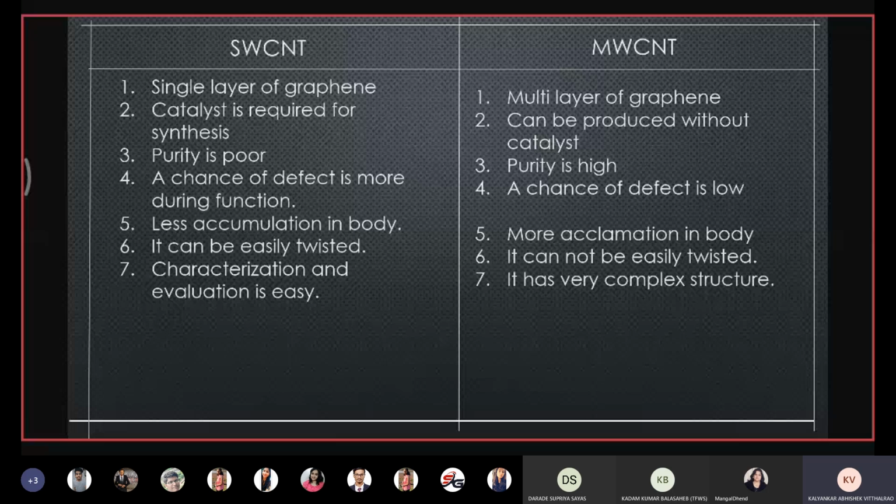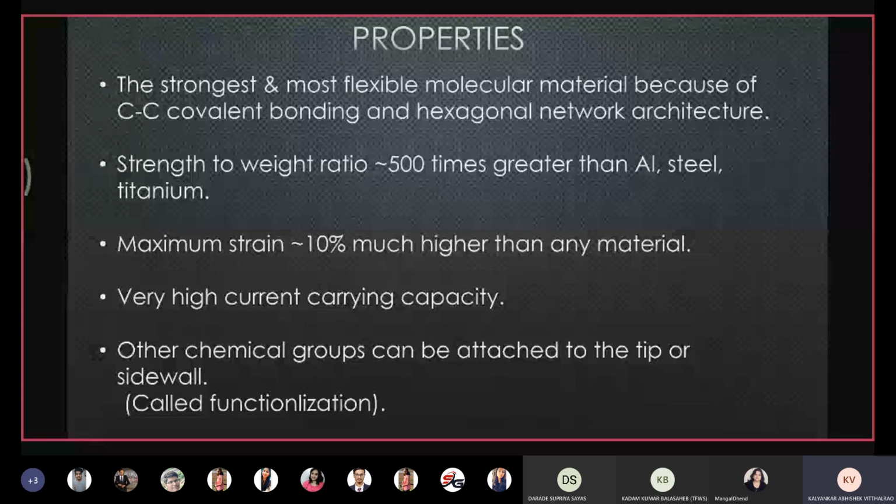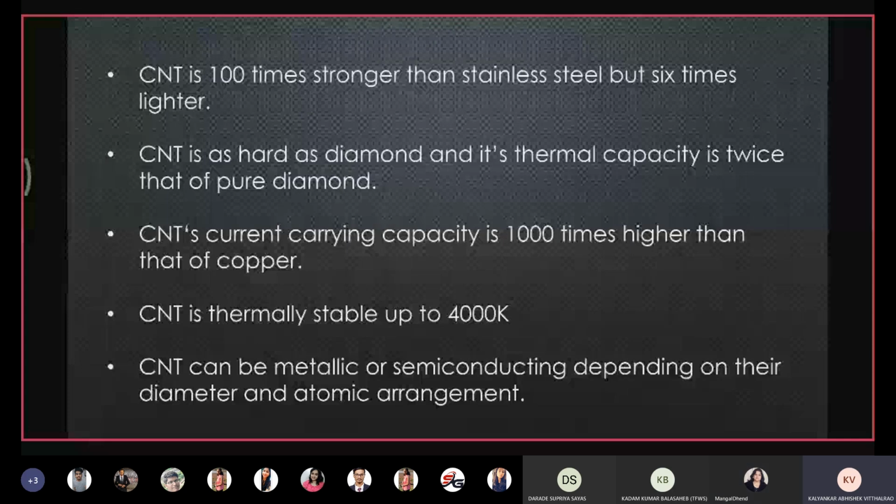Carbon nanotubes have current carrying capacity up to 1000 times higher than that of copper. Carbon nanotubes is thermally stable up to 4000 Kelvin. Carbon nanotube can be metallic or semiconducting depending on. So these are the synthesis methods of carbon nanotube: arc discharge method, chemical vapor deposition, and laser ablation method.